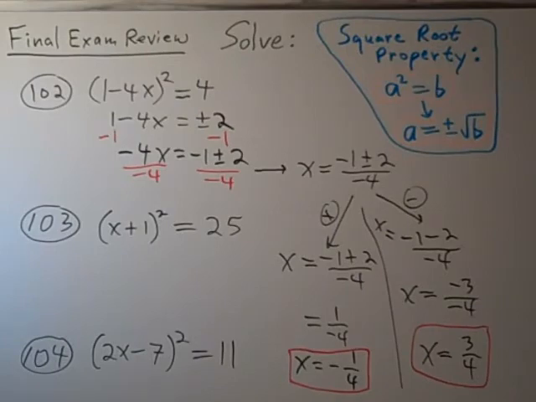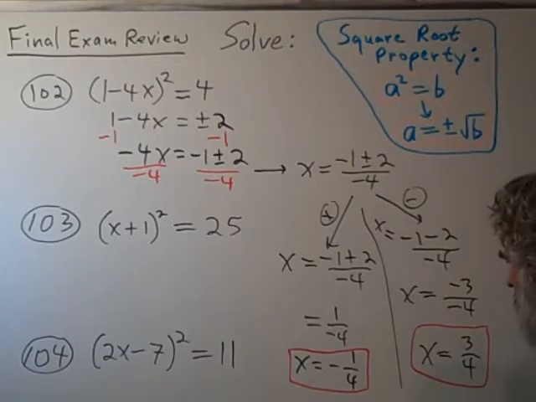The actual problem asks, what is the sum of these solutions? Negative 1/4 plus 3/4 add up to positive 2/4, or 1/2. So the sum is 1/2.